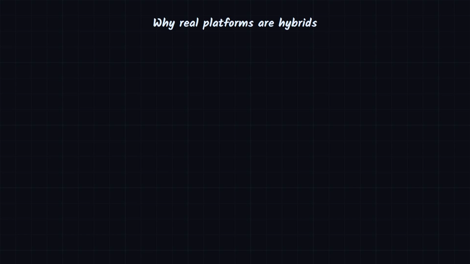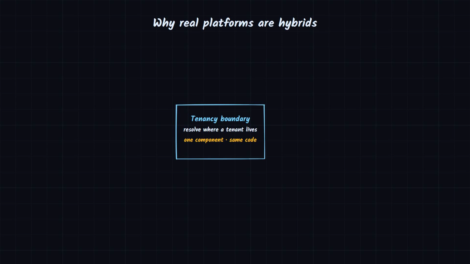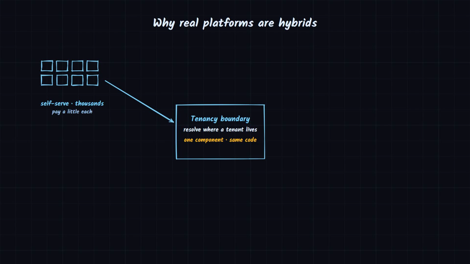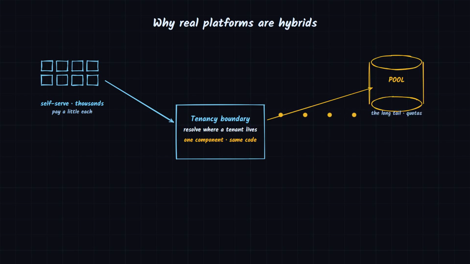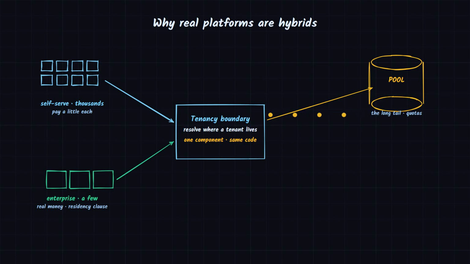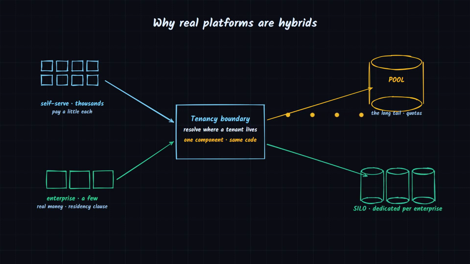They tier. The long tail of self-serve customers, thousands of them paying a small amount each, goes in the pool, because that is the only place the economics work. The handful of enterprise customers who pay real money and whose contract has a clause about data residency get a silo because they are paying for exactly that. And the interesting part is that this is not a compromise, it is the product. The isolation model becomes something you sell. Dedicated infrastructure stops being an engineering detail and becomes a line item on the enterprise tier.